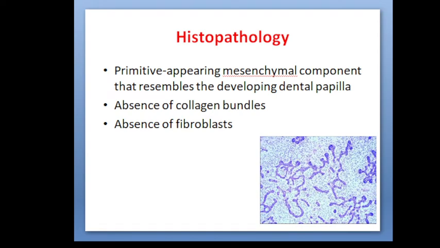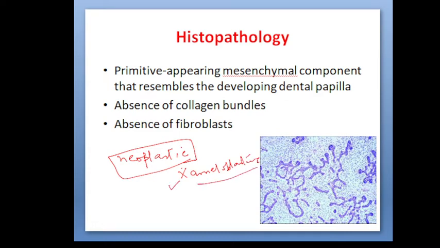But there is presence of mesenchymal component. The mesenchymal component here is neoplastic. It doesn't resemble the ectomesenchymal component of ameloblastoma. What is the difference here? The mesenchymal component in case of ameloblastic fibroma resembles that of dental papilla. It doesn't contain mature collagen bundles, and there is absence of fibroblasts.